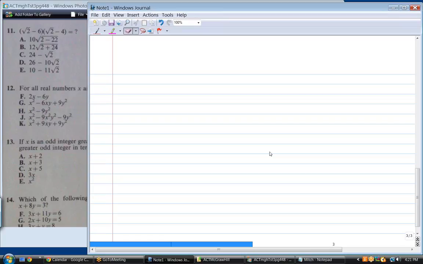Don't you FOIL this? You do, precisely. So what's the first term? What's square root 2 times square root 2? Which is? 2. Okay. Notice that the middle term is going to have a square root of 2 in it. Yeah. Both middle terms are going to have a square root of 2 in it. And what's the last term going to be? 24. What's the answer?